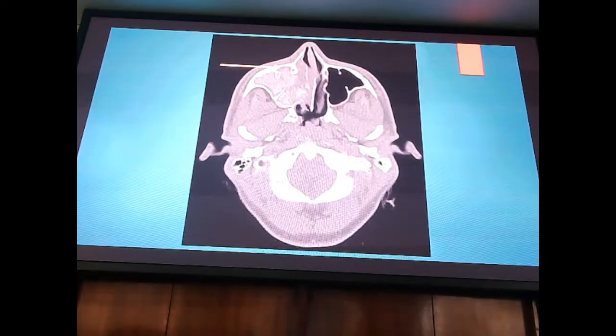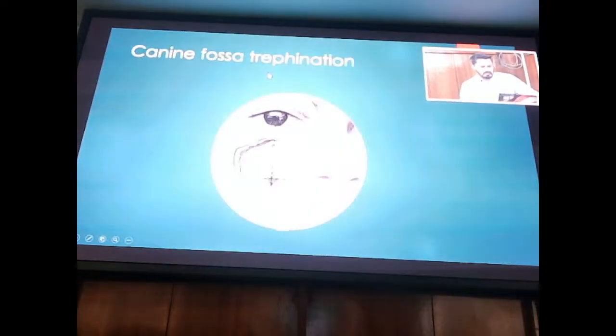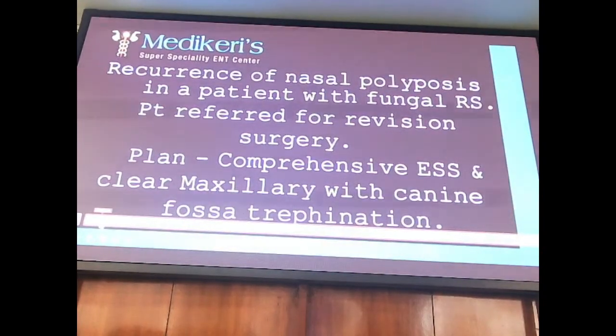All these things we already know, and here also you can see when the disease is extending all the way anteriorly, either you make a wide antrostomy or do a medial maxillectomy because you will not be able to clear the disease completely. So we spoke about the canine fossa trephination here. I'll just show you what it looks like in this case.